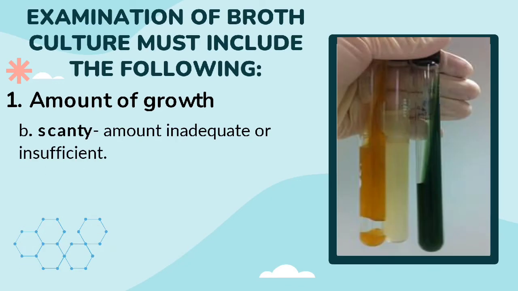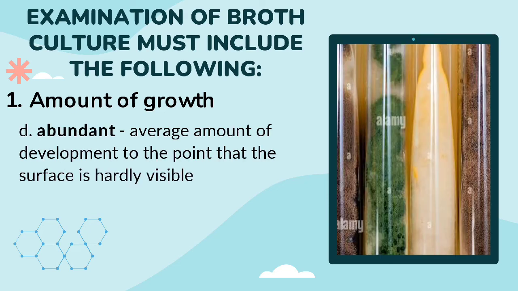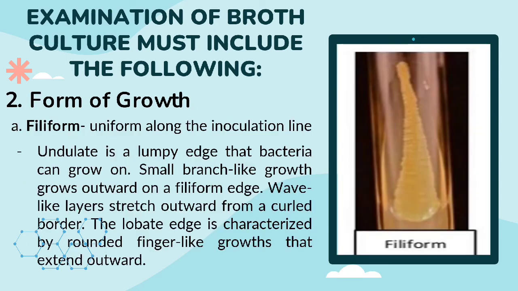Scanty, amount inadequate or insufficient. Abundant, average amount of development to the point that the surface is hardly visible. Number 2. Form of growth. Filiform, uniform along the inoculation line. Undulate is a lumpy edge that bacteria can grow on.